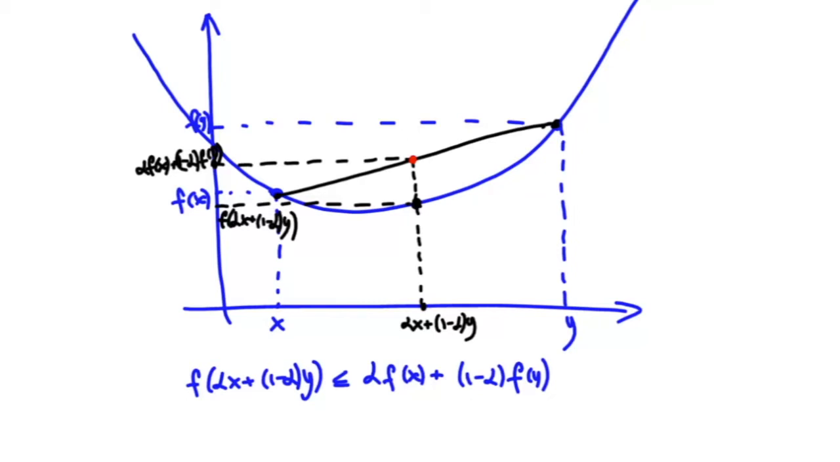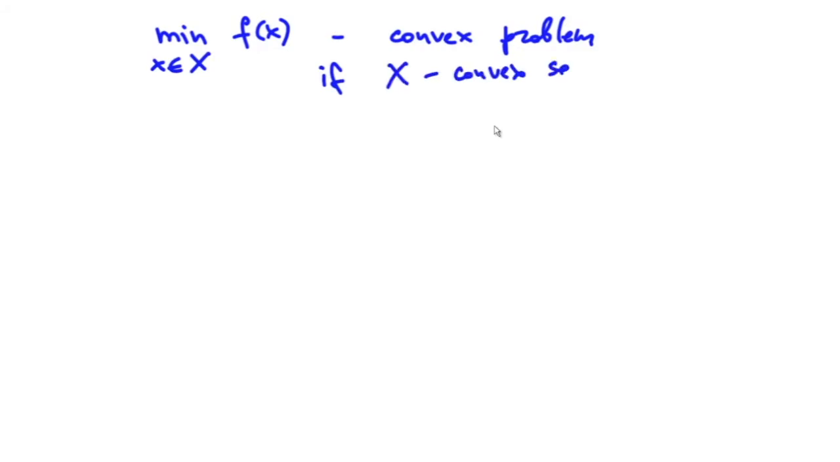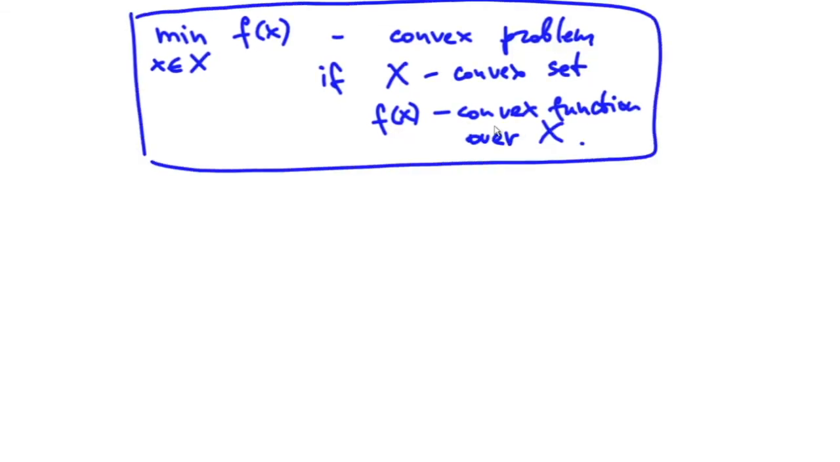So now that we have the definition of the convex function and the convex set, we can define what a convex problem is. If I look at the problem of minimizing f of x subject to x is in X, this is a convex problem if X is a convex set and f of x is a convex function over X. This is the definition of a convex problem. It consists of 2 important parts, and both parts are equally important. It's not just the objective that must be convex, but the feasible region must also be convex.